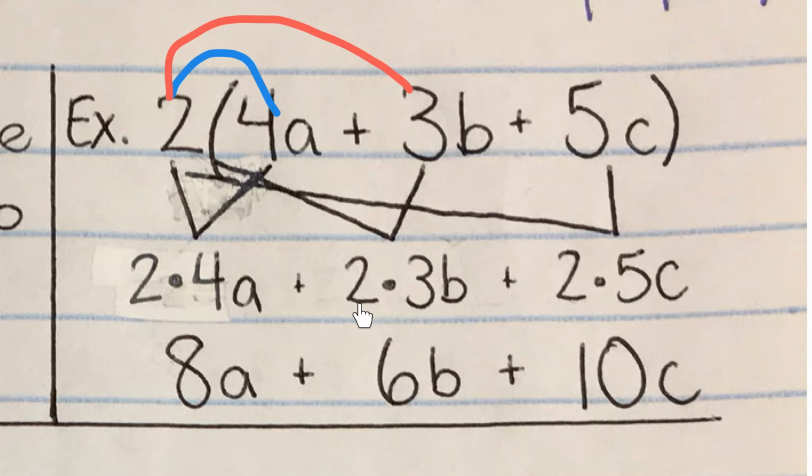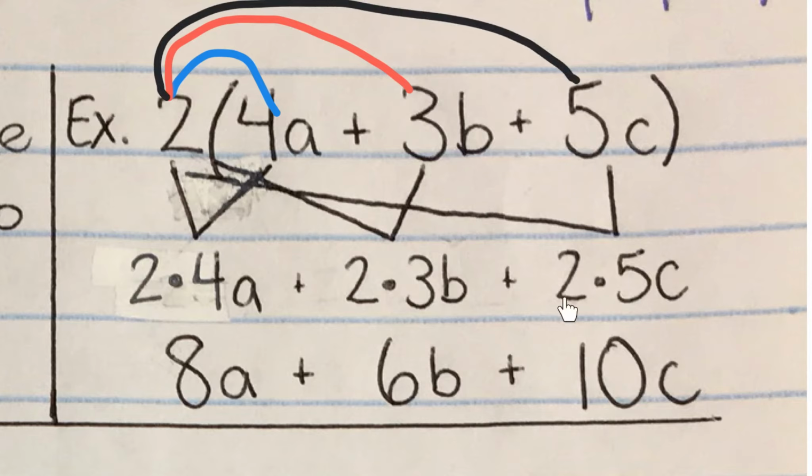We see that here, 2 times 3b. And lastly, the 2 will be multiplied to the 5c. And we see that demonstrated here, 2 times 5c. And then we just bring down whatever sign is in between. We got a plus sign here, so we put a plus underneath, plus sign here, plus underneath. And then we just solve these multiplication problems. 2 times 4a is 8a, 2 times 3b is 6b, and 2 times 5c is 10c.